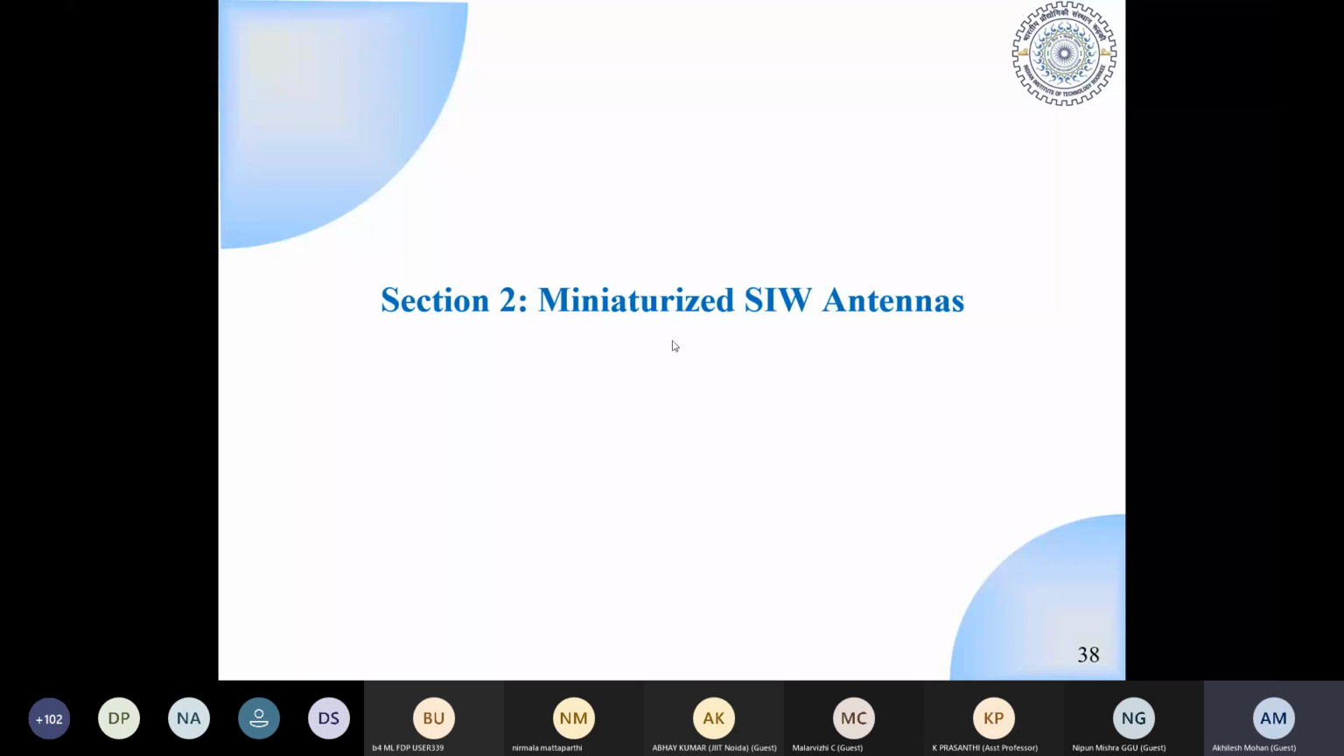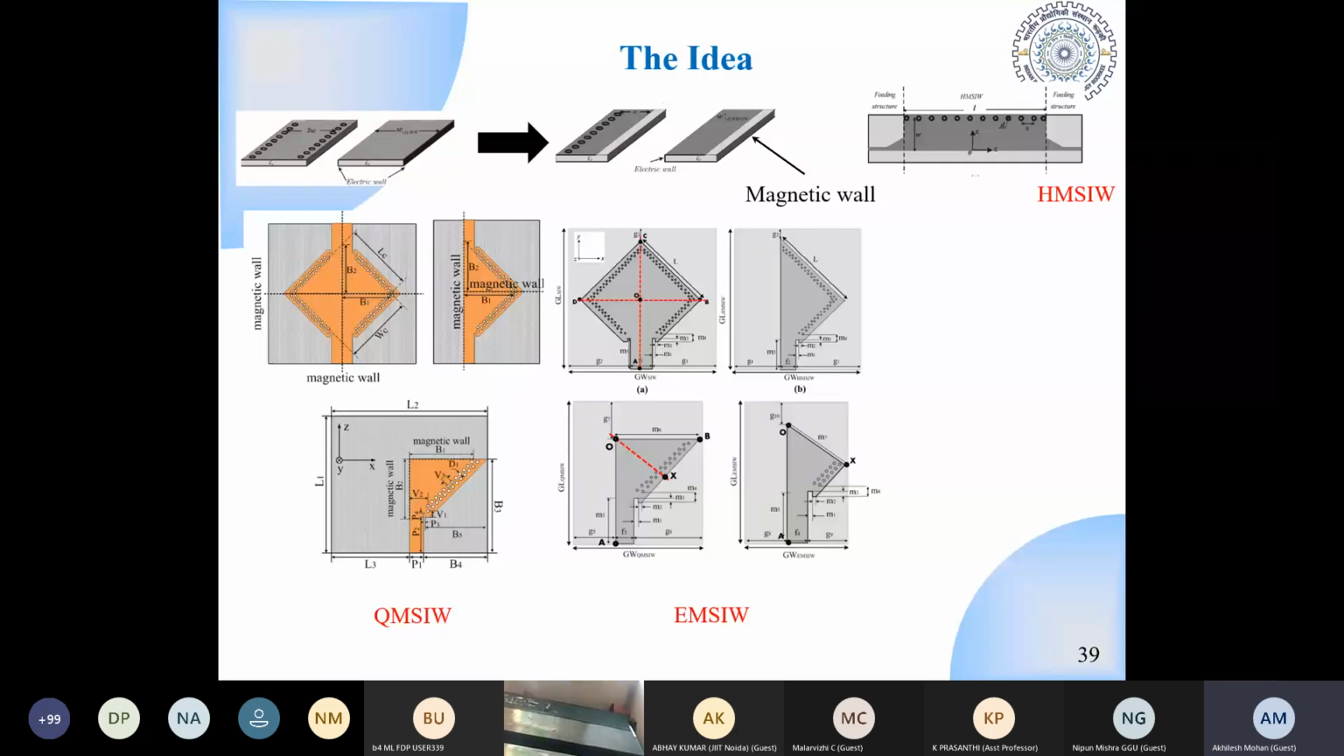If you use an SIW cavity, the size of the SIW cavity matters, because we are using the TE110 mode or maybe higher order modes. So the size of the cavity is very big if you go for lower frequencies. We want a miniaturized antenna, so these are not compatible with the PIFA antenna or whatever we have. So SIW has the concept of division, means what we have. Okay, I will just show you here.